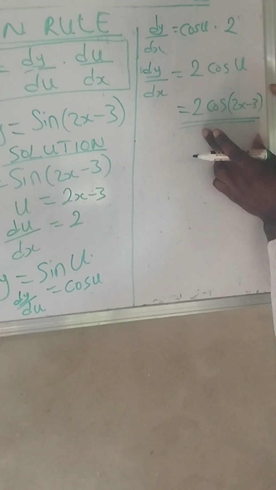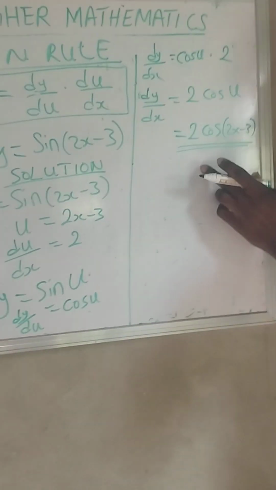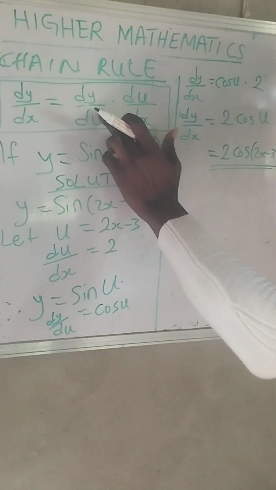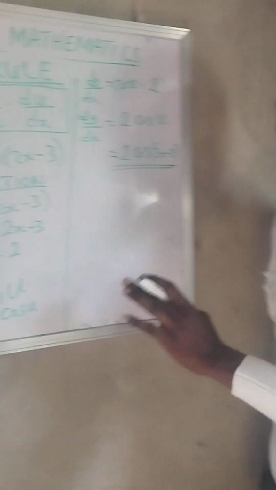So this is how to find the derivative of a function that is inside another function, and it is called chain rule. And in chain rule, you apply this formula. So it's as brief as that.